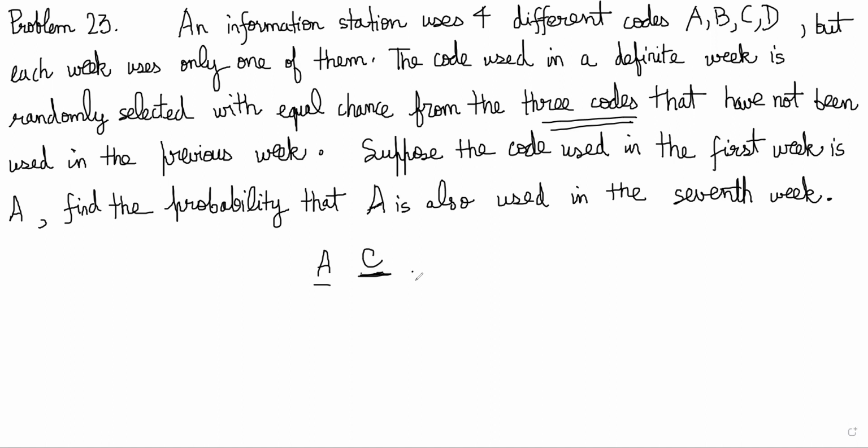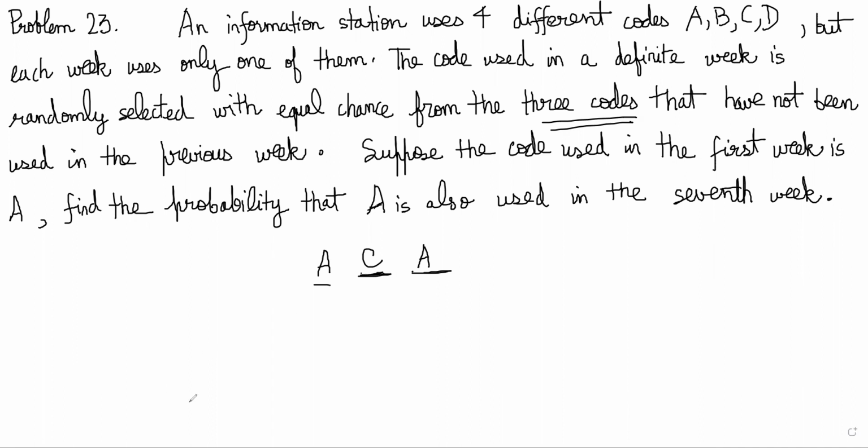And it could be, let's say it was C. Then the next week after that, it can be A, B, or D with equal probability. It could be A, it could be D. So it's a pretty simple method. You are using a code in the next week which is one that was not used in the previous week, and out of the three remaining, you can use any one with equal probability, right?